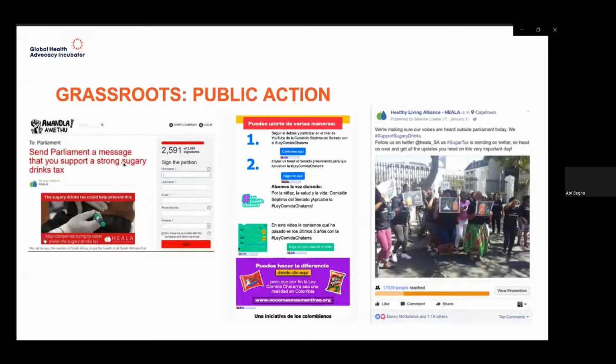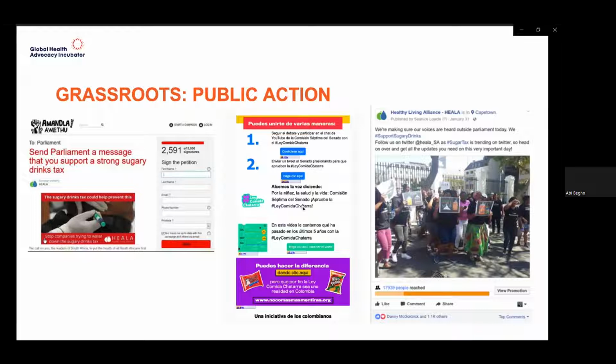This petition was eventually delivered at a very critical moment in the campaign to the decision makers, and really helped push this over the edge and get the parliament to act. So this was a really important signal, a public action that really had an impact.